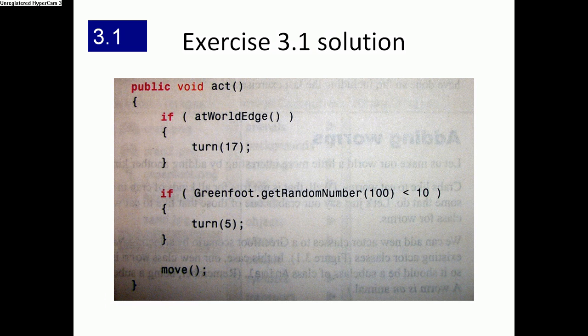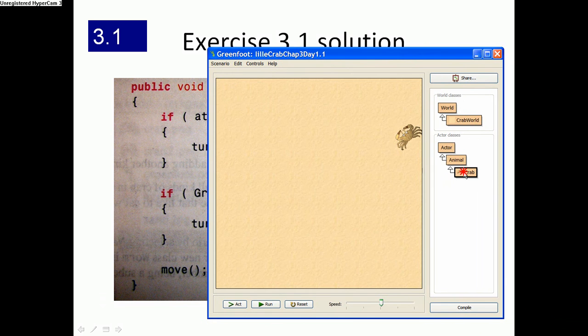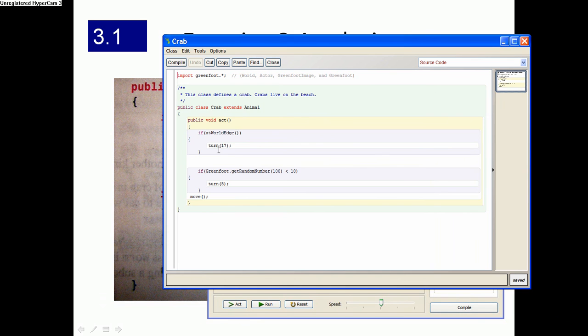Okay, so here's what it's going to look like. I'll show it to you in here. If at world edge, turn 17, that's what we did last time. But if the Greenfoot.getRandomNumber, so this is going to return a number between 0 and 99, right? So there's basically 100 things. If this is going to be less than 10, how often is 0 to 99 going to be less than 10? Well, 10% of the time. Most of the time, it's not going to be true, and it's not going to turn. But 10% of the time, it's going to be true, and it's going to turn.